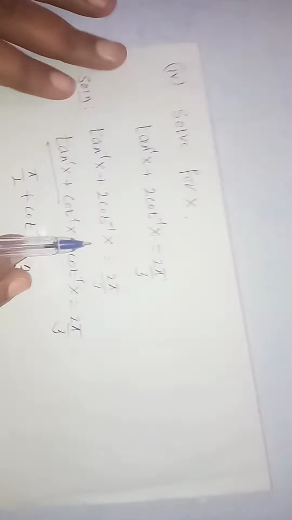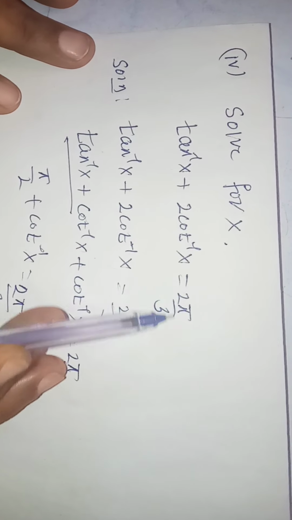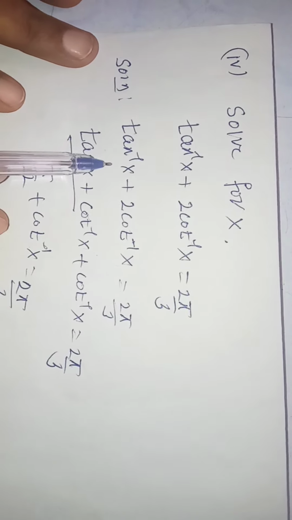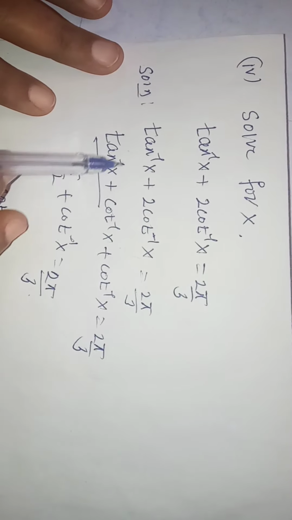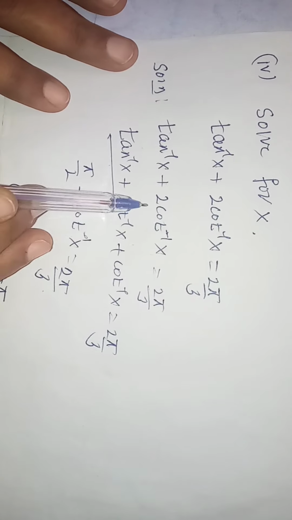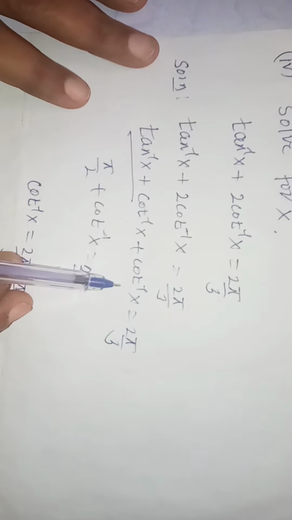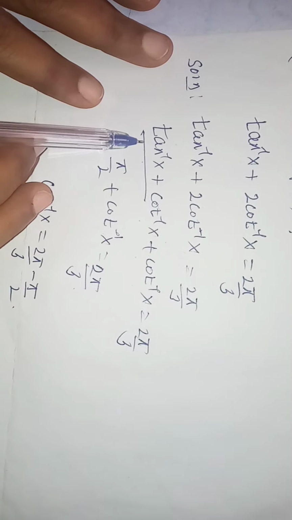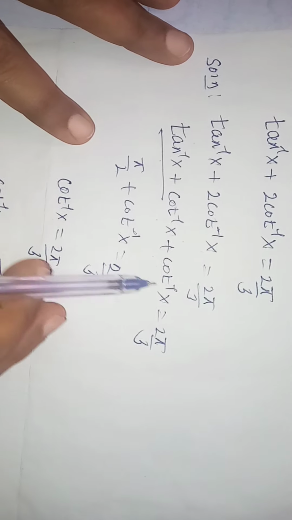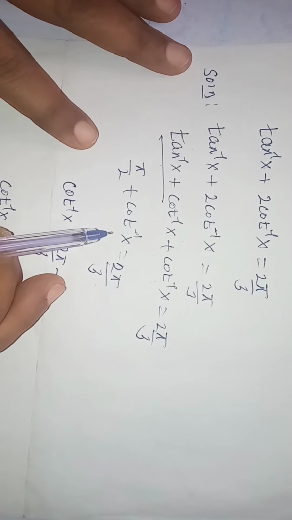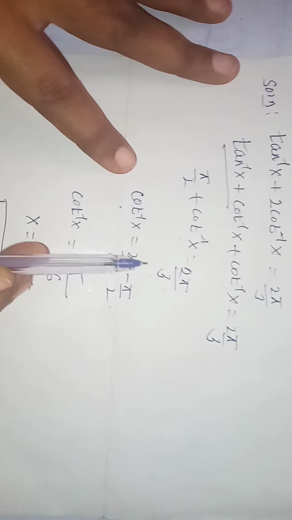Solve for x. Tan inverse x plus 2 cot inverse x is 2 pi by 3. This is tan inverse x, and 2 cot inverse x can be written as split: cot inverse x plus cot inverse x. And we have the standard formula tan inverse x plus cot inverse x is pi by 2. We are writing this one as it is: cot inverse x plus pi by 2 is 2 pi by 3.